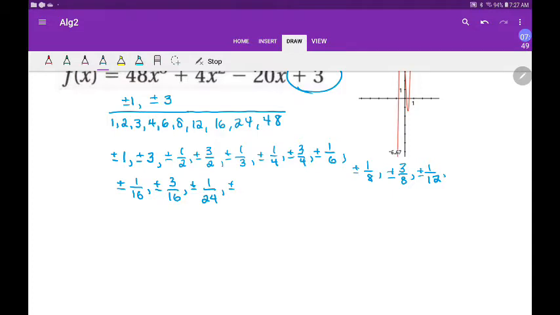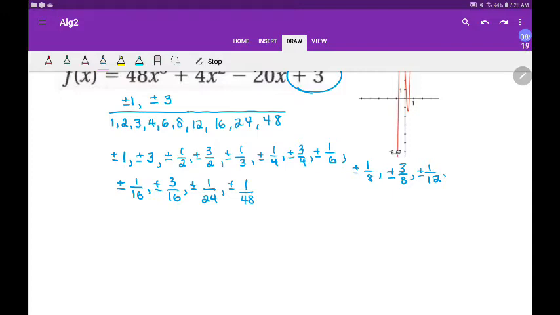I already have 3 over 8 somewhere. There it is. So I don't need... Did I say that right? I'm getting lost. 3 over 24 is 1 over 8. I already have 1 over 8, so I don't need that. 1 over 48. Yeah. And 3 over 48 is 1 over 16, and I already have that, so I don't need to repeat myself. Those are the possibilities.